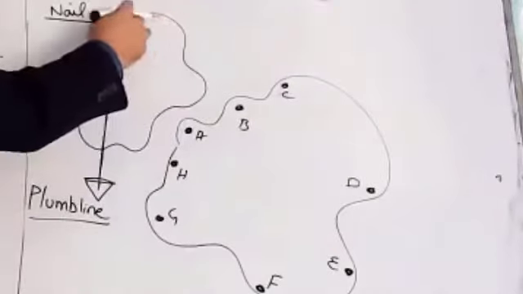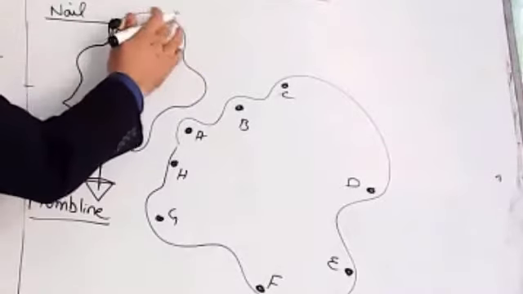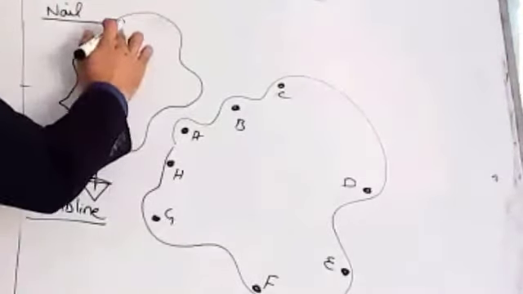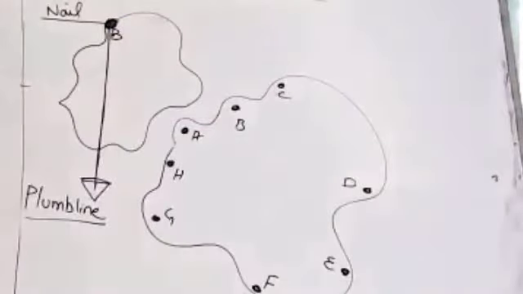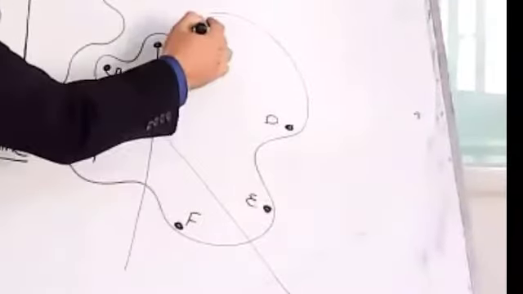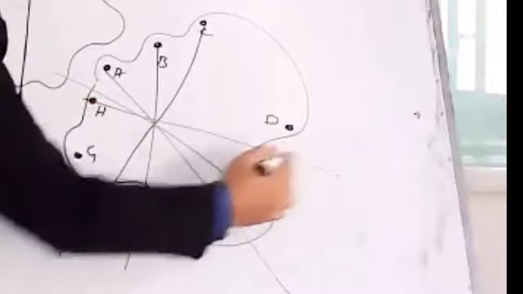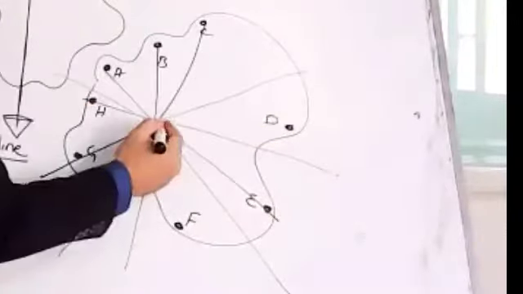Now turn towards the second point B. Second time you will insert the nail in point B, and again you are going to draw a line, then C, then D, then E, then H, and then G, where all the points or more lines will intersect each other. So that is going to be the center of gravity of that irregular object.